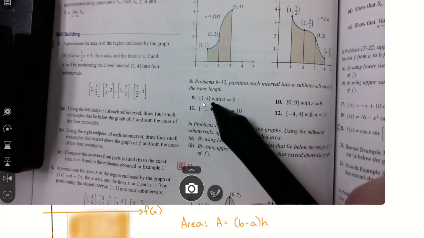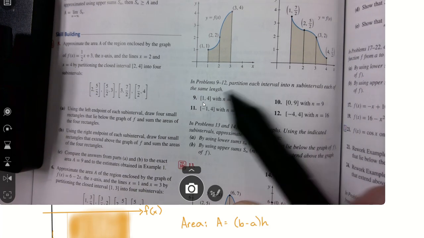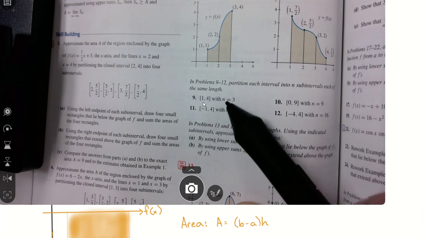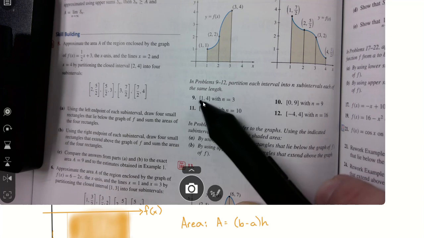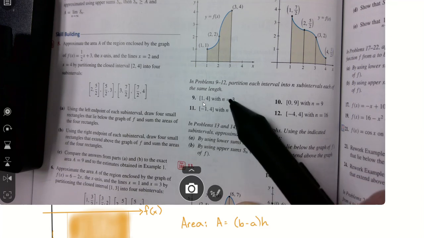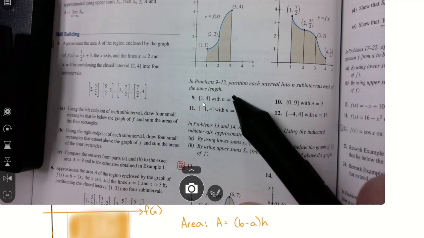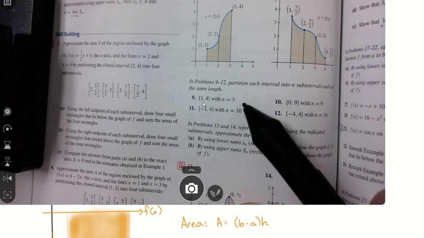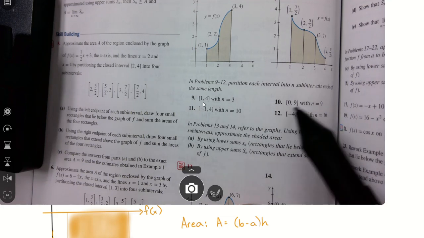Okay. Now, if you answered each one has a width of 1, I'm good with it. If you listed them all out, I'm good with it because they don't specify. If we partitioned this into 3 rectangles, it'd be 1 to 2, 2 to 3, and 3 to 4. If you told me the width was 1, I think that you could do the other part. If you didn't do the other part, I'm not going to count you wrong. I'm okay if you tell me the width.